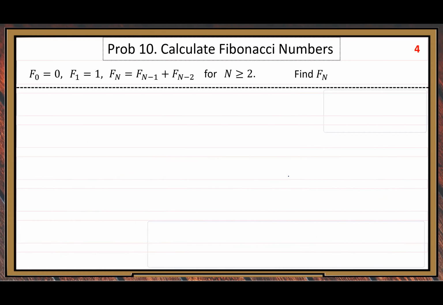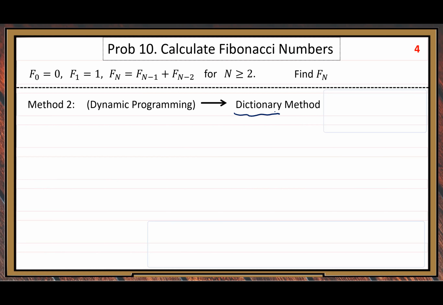Here, let me implement method 2, implement that idea, because you may ask me how to store calculated values. Here, I show you. And this method is also called the dictionary method. Why do we call it the dictionary method? Because we use an array as a dictionary.